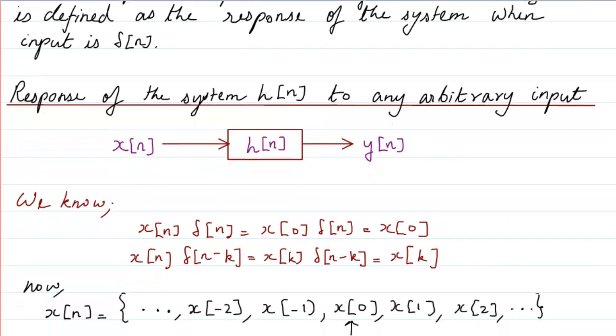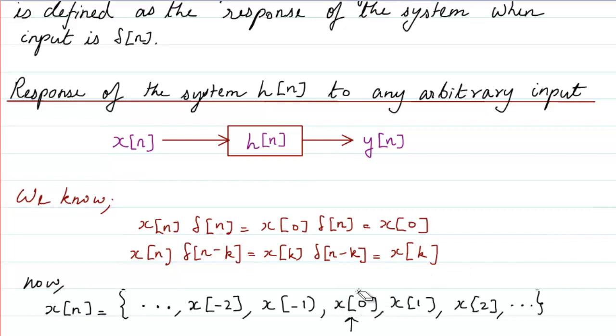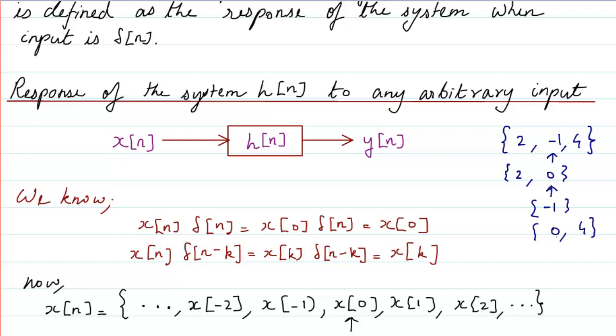Now we know that there is a signal x of n, and I will define that signal as having some value at 0, some value at 1, some value at 2, some value at -1, -2. Let me show an example here. Suppose you are having a signal which is 2, -1, 4. Suppose this is the 0 axis. Now this signal can be written as an addition of three different signals. The first signal being 2, 0, the second signal being -1, and the third signal being 0, 4. If you add this signal and this signal and this signal together, you will basically get this signal.